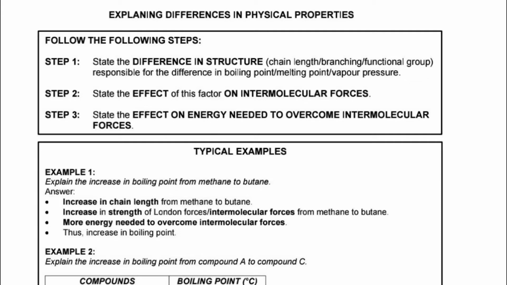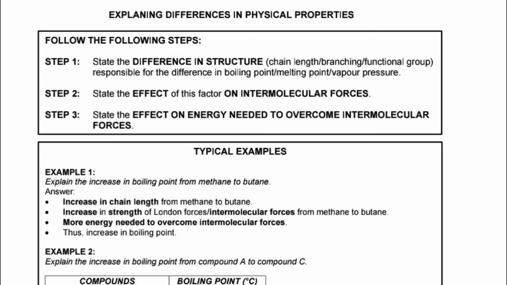Step number 1, you state the difference in terms of structure. So if you see all of them, they have a difference in chain length, or they differ in branching, or in functional group. That's the first thing you talk about. They differ in chain length, or the surface area, or the branching, or the functional group. That's what you talk about in point number 1.